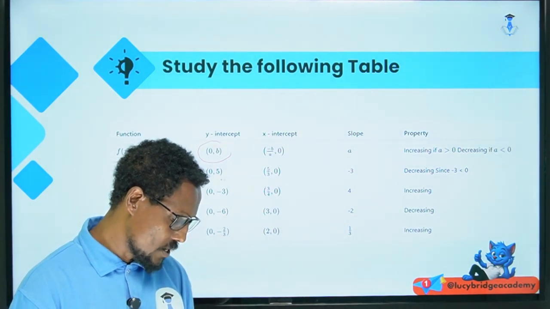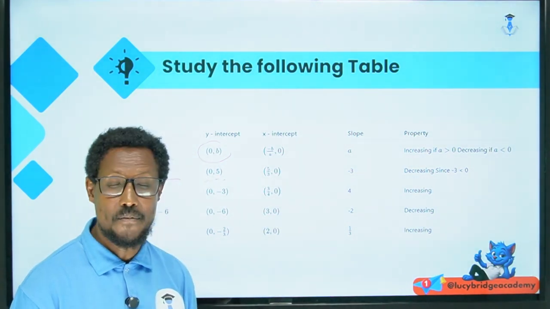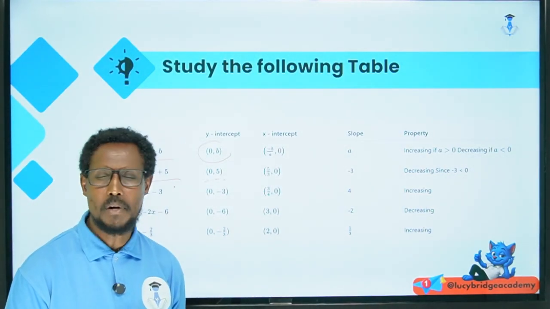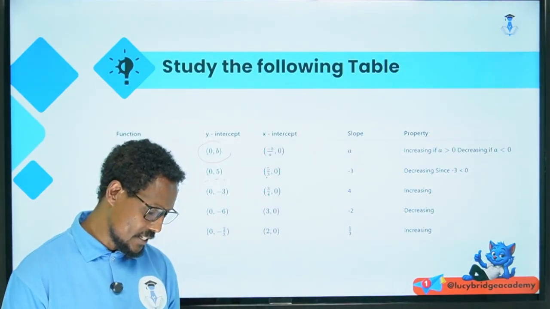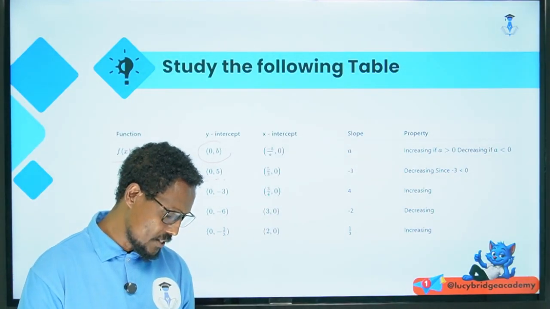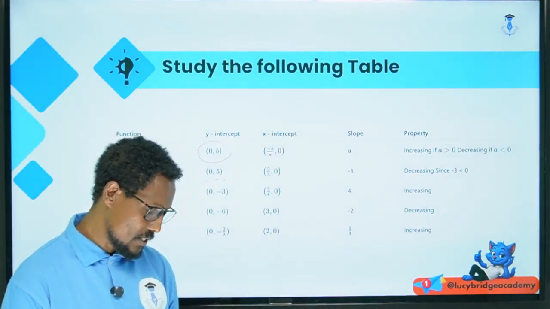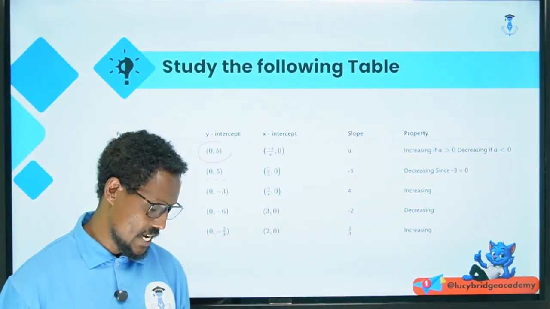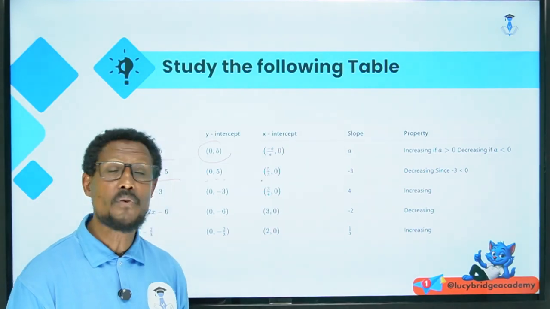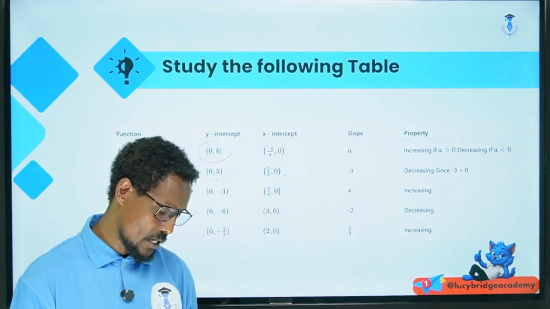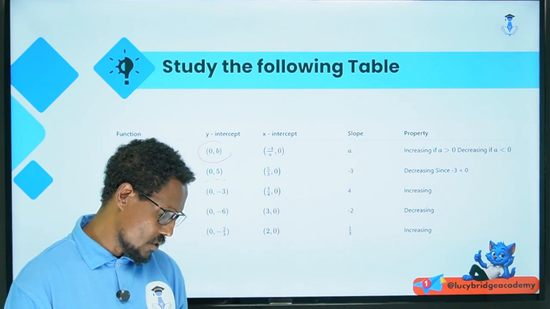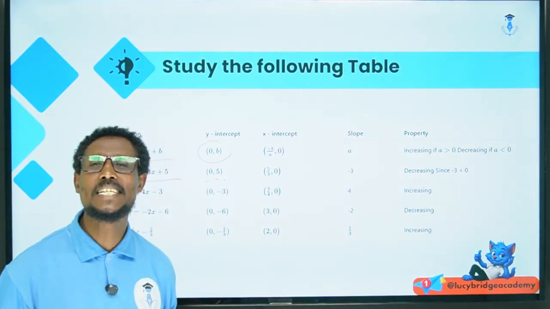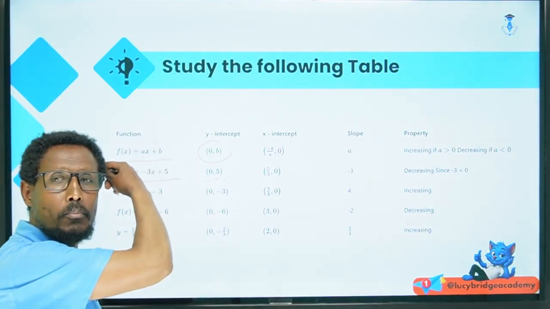The y-intercept is 5. At 0, 5 the graph crosses the y-axis. Which graph? The graph minus 3x plus 5. Again, for the x-intercept, when we make f of x 0, minus 3x moving over gives 3x is equal to 5, and dividing both sides by 3, x is equal to 5/3. So the graph crosses the x-axis at 5/3, 0. Our slope, as you see, is a, which is negative 3. Since the slope is a negative number, it means decreasing, or from left top to right bottom.